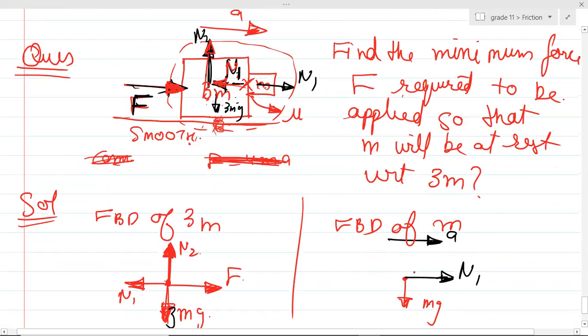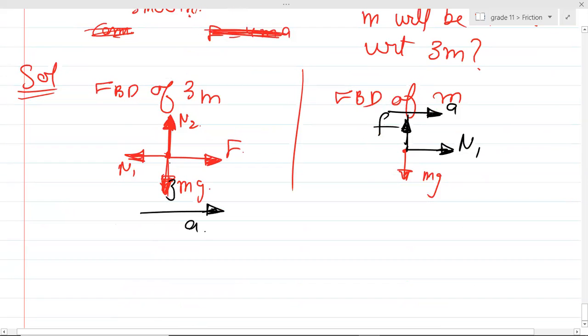So what will we do? This object was not falling down or going up, so there should be a force acting on it. Since this object has a tendency to fall down with respect to the 3M block, the 3M will apply a force in this direction on this model, and this will be the friction. The same friction will be acting in the downward direction for this model. Is this clear?